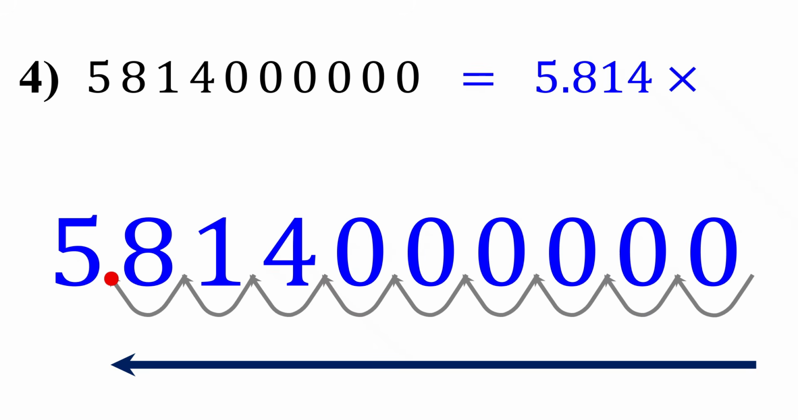Next, write the power of 10. The decimal point moved 9 places to the left. That means the exponent is positive 9. So the answer is 5.814 times 10 to the 9th power.